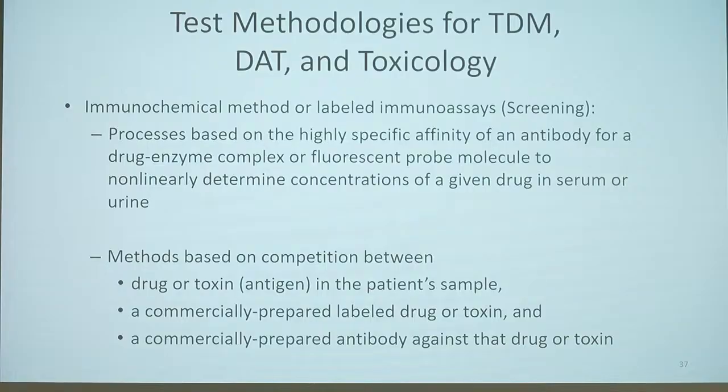So basically, whichever binds to the antibody the most will help you determine how much of the sample is from the patient. If you have low fluorescence, that means less of the fluorescently tagged drug was able to bind to the antibody, and that means there was more drug from the patient sample. So there's an inverse relationship of fluorescently tagged drug versus patient sample. The lower the fluorescent tag, the higher the patient drug in the sample.